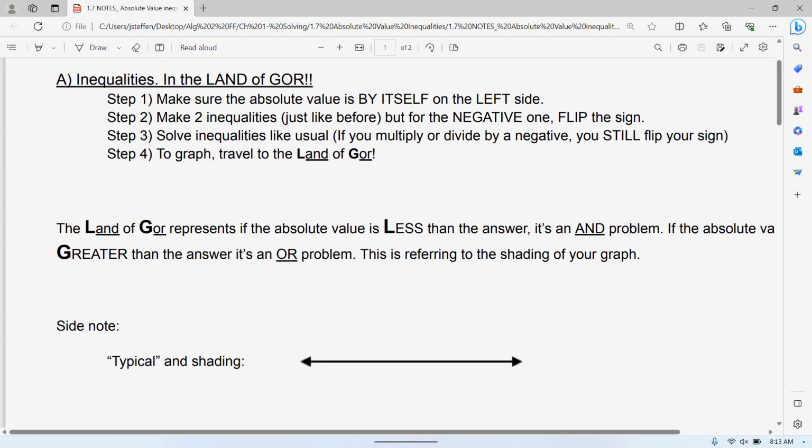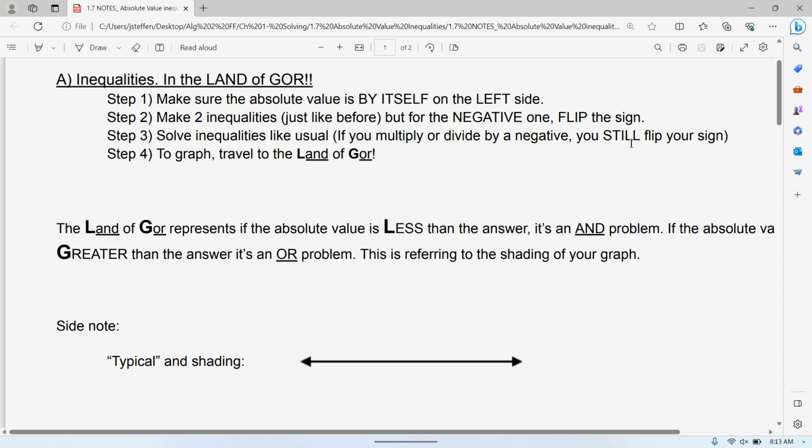When you're solving these inequalities, it is a little bit different since they're absolute values. Step 1, make sure the absolute value is all by itself on the left-hand side. I will always put the absolute value on the left. I want to deal with that. But again, just like yesterday, make sure it's all by itself.